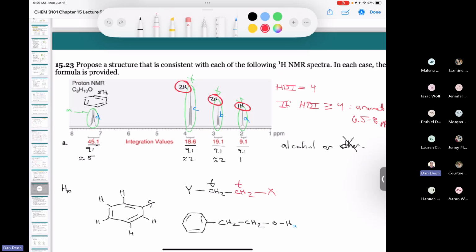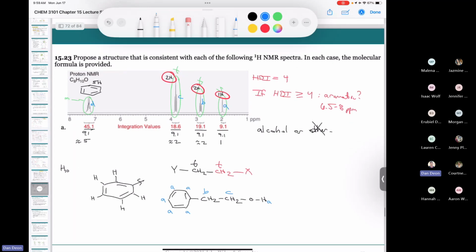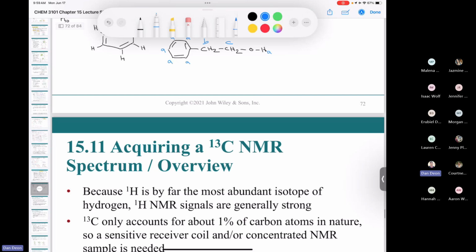I'll use the blue pen. This is going to be C, this is going to be B, and then all 5 of these would be A. Okay, all 5 of them. You can't distinguish between them because it just gives you a multiplet. So there you go. We were able to determine the structure of this compound from the proton NMR spectrum only.